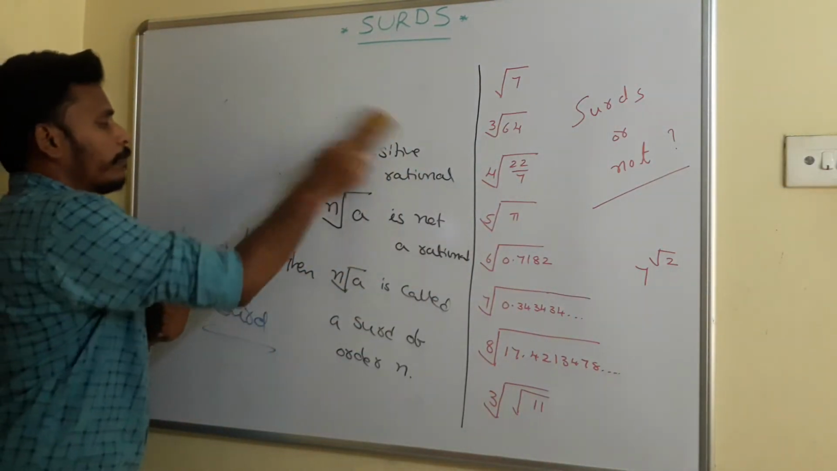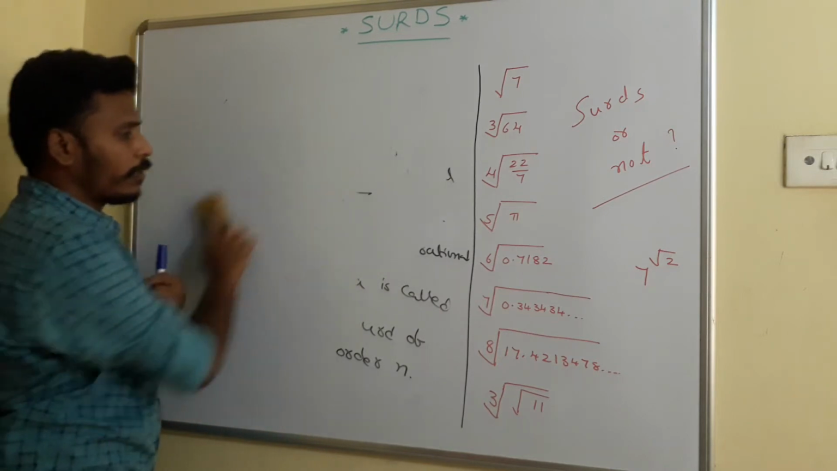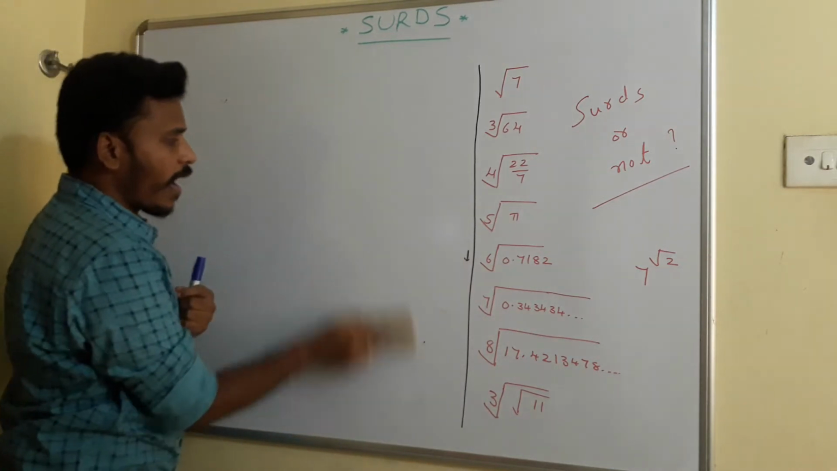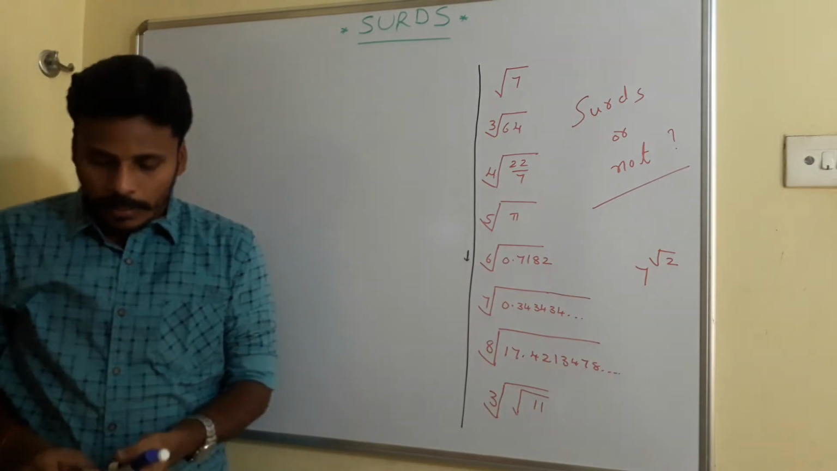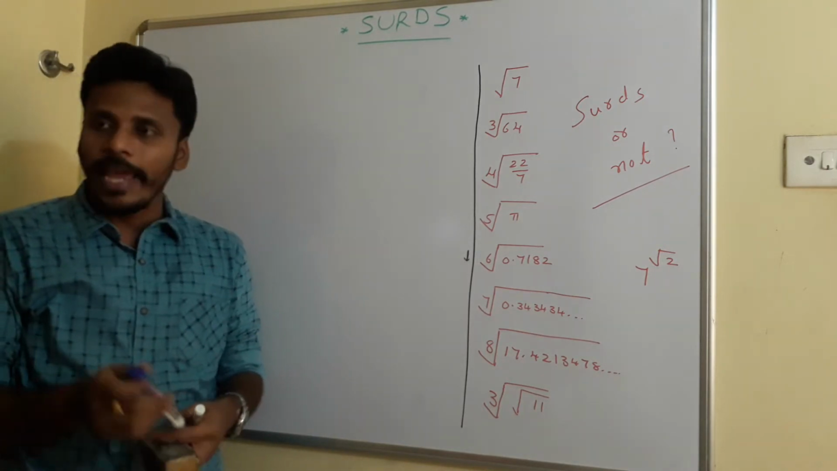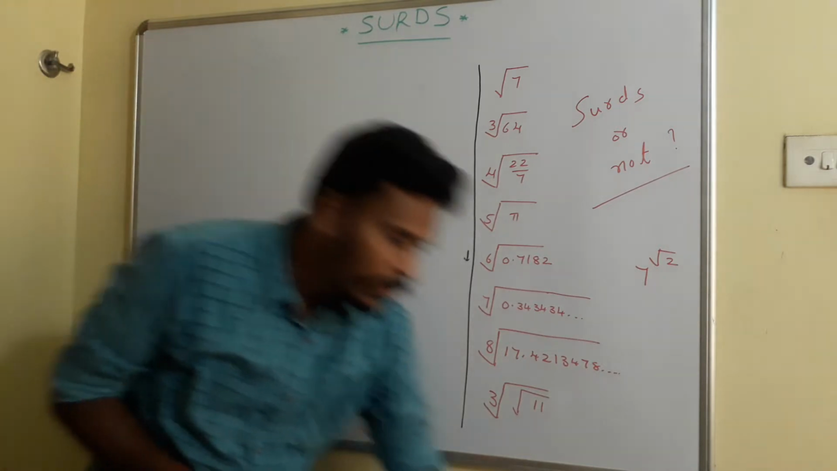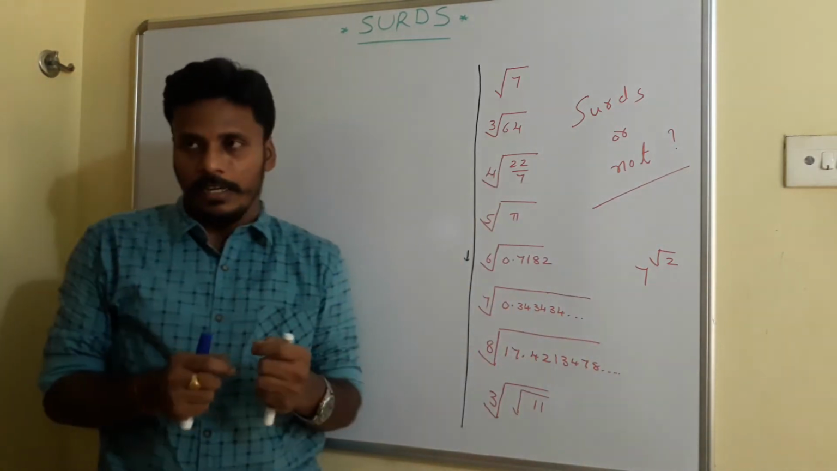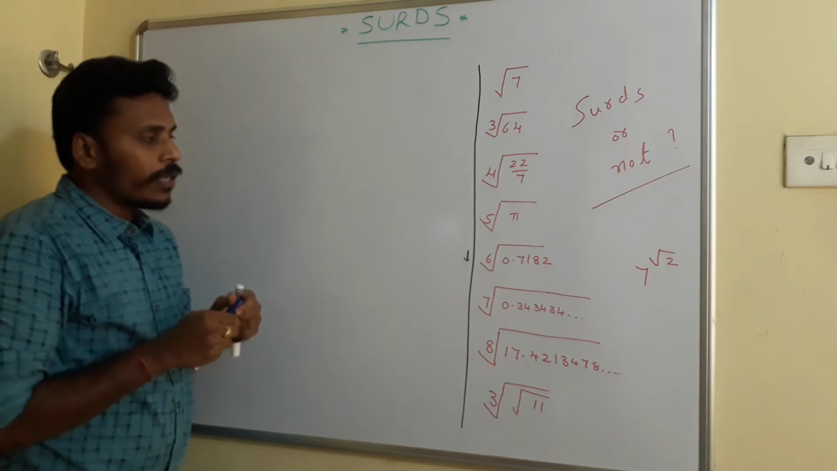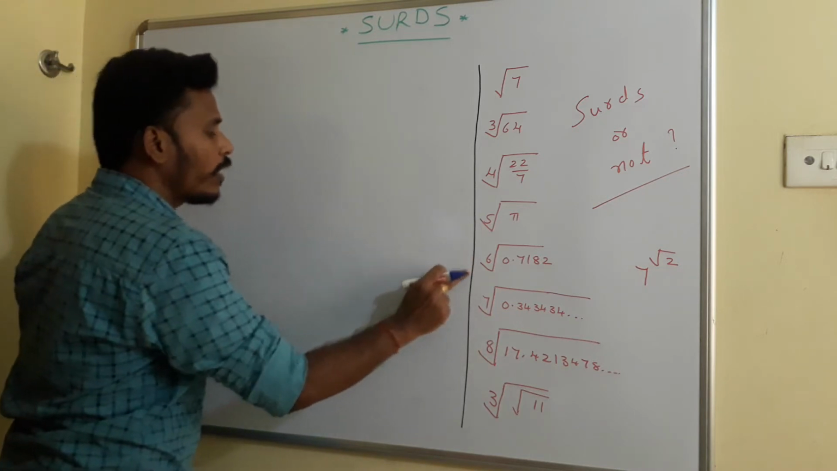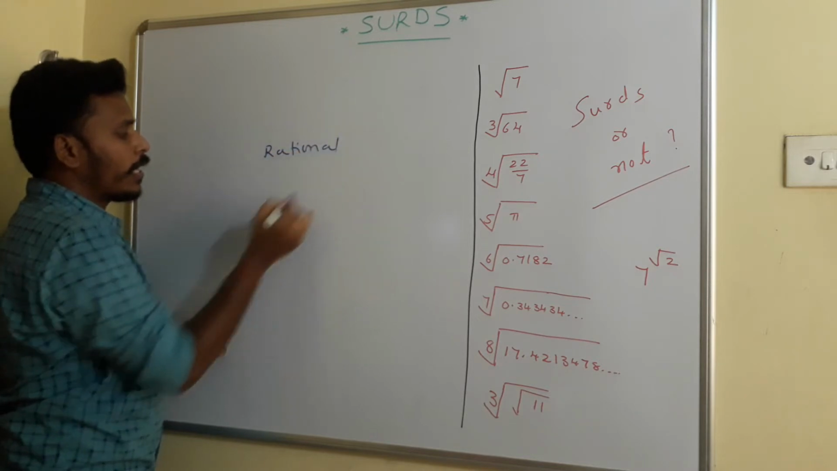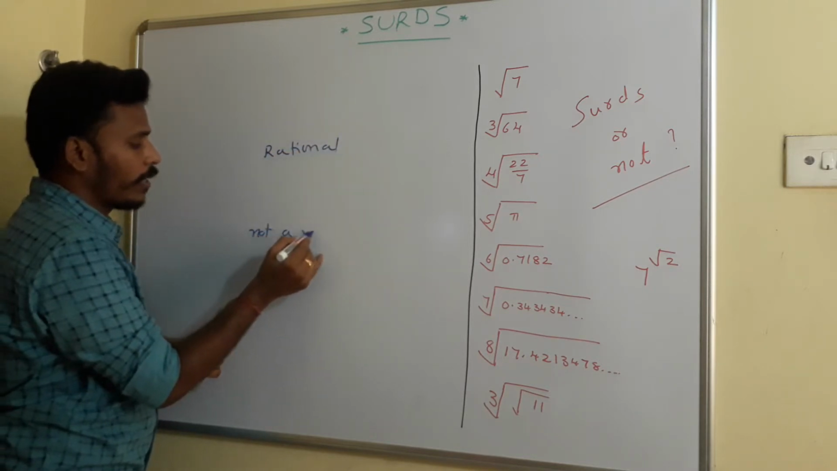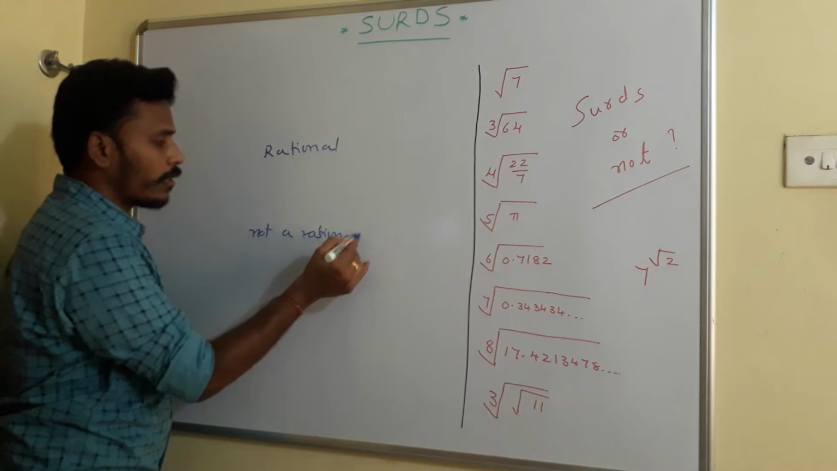With the help of this definition, I am going to decide whether these are surds or not. First, the simplification can't be a rational number. And the next thing is, a should be a positive rational number. First of all, you need to get an idea about what is rational and what is not rational. A is rational for a surd.